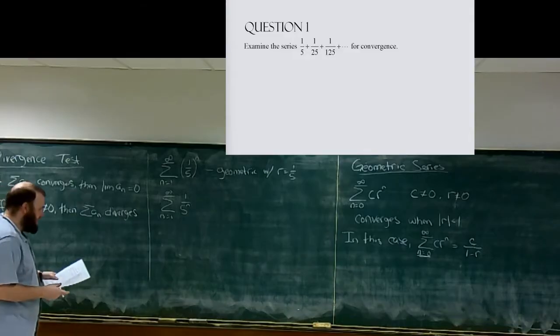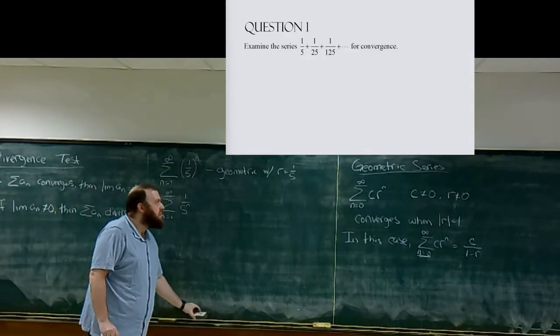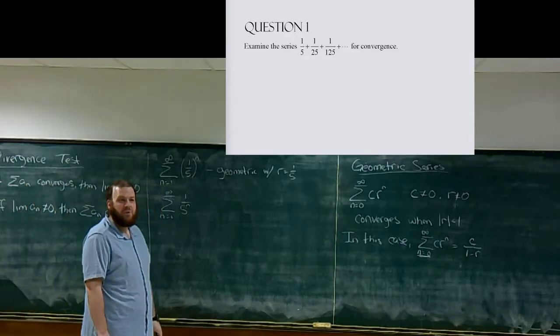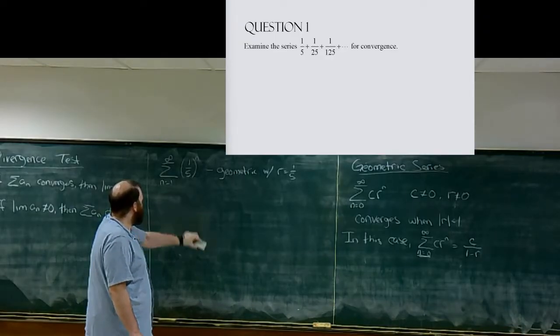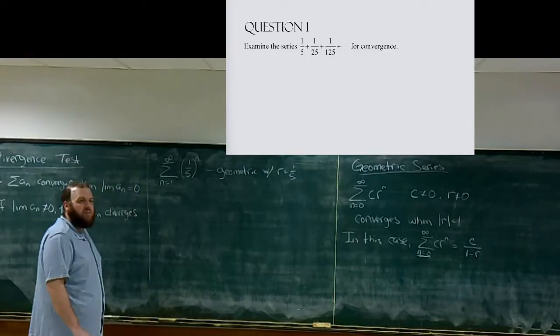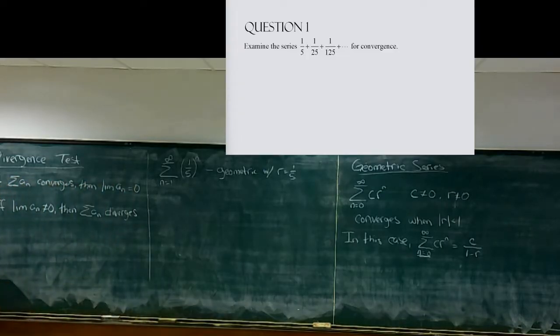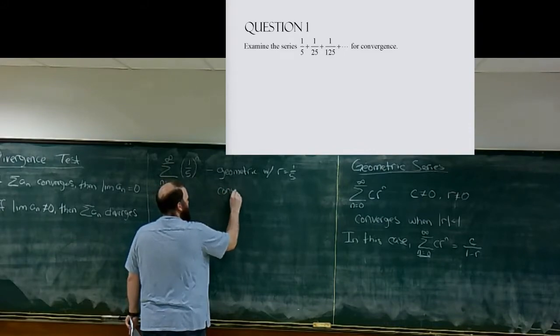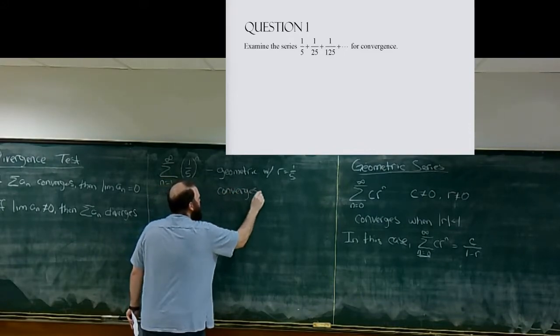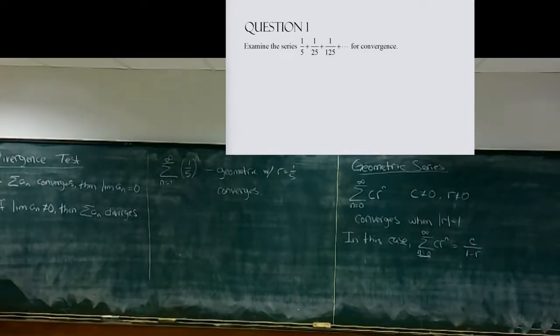How do we determine that C was 1? What's 1/5 to the n being multiplied by? 1, yeah. 1 times anything is itself, so if you don't see anything there, it's an implied 1. And so that converges. Now let's determine what it converges to, even though it's not asking for that.